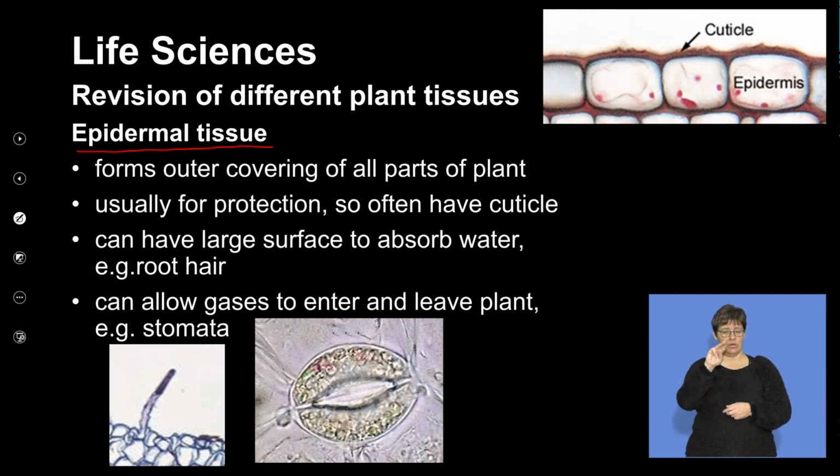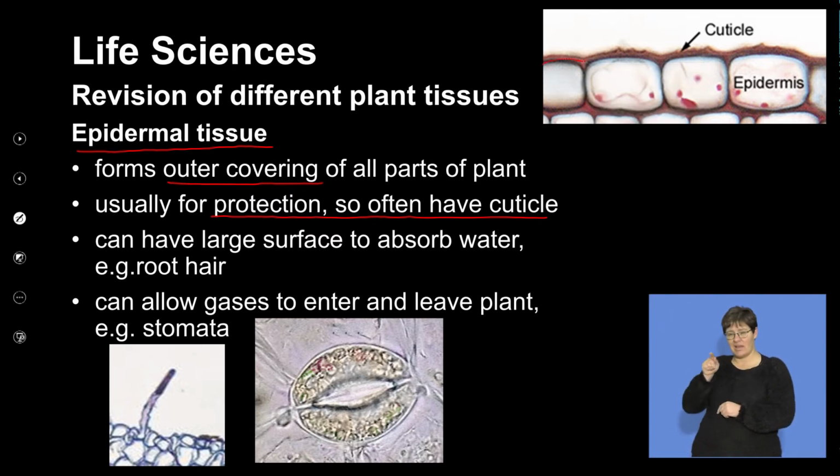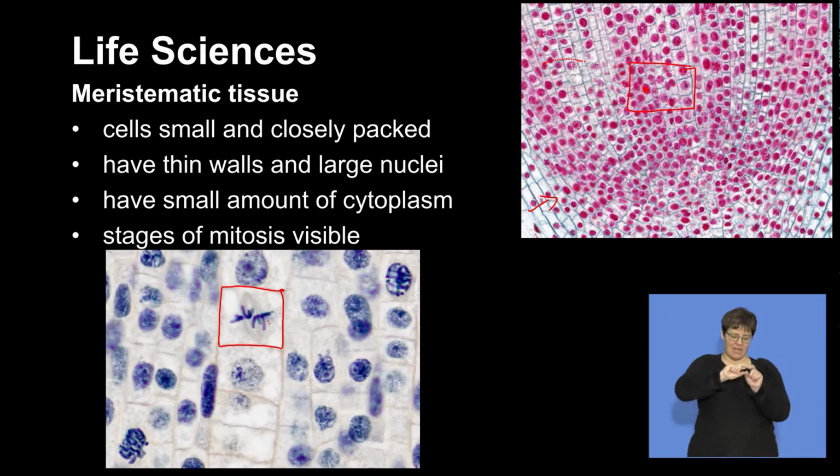The next type of tissue is epidermal tissue, which forms the outer covering of all the parts of the plant. Sometimes it has a cuticle, and that is when its function is protection. If we look at this picture, that's our nice thick cuticle.